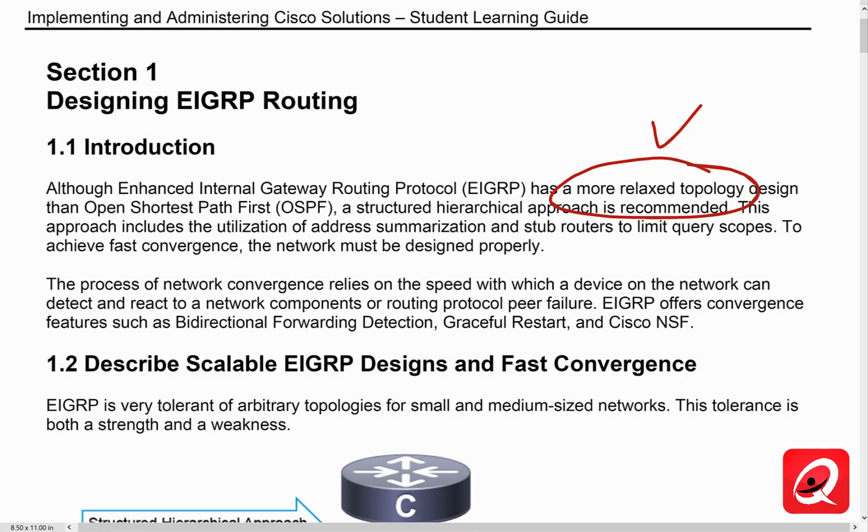And now the benefit to this relaxed topology is that we have the ability to do things like stub routing features anywhere in the network, as well as summarization anywhere in the network, as opposed to OSPF, where we can only summarize on an area border router or an autonomous system boundary router, and we have to have a very, very specific design. There is a downside to this design, of course.